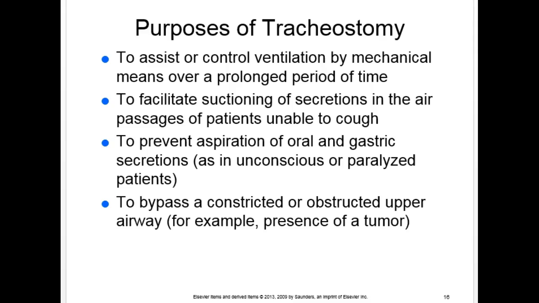Tracheostomies are also done to prevent aspiration of oral and gastric secretions. So in the case of a patient who's unconscious, or if they're paralyzed, they may place a tracheostomy to prevent aspiration of secretions. And a tracheostomy can also be placed to bypass a constricted or obstructed airway. For example, if there's a tumor located above the site, a tracheostomy can be placed so that the patient is still able to breathe.